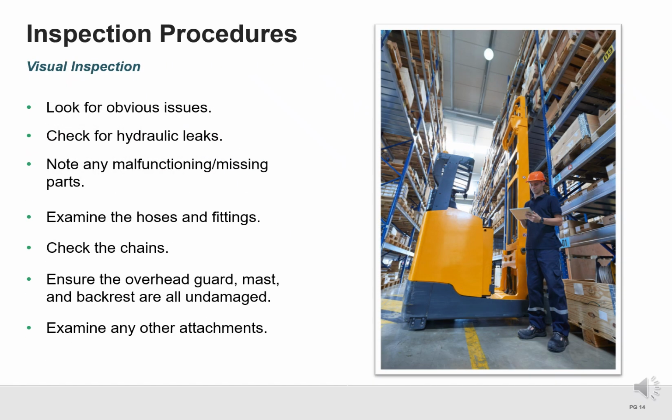Begin your visual inspection by looking for any obvious issues. Check under the forklift for hydraulic leaks and note any missing or malfunctioning parts. Inspect hoses and fittings for damage or leaks, and check the chains for proper condition. Ensure the overhead guard, mast, and backrest are not damaged. Also examine any attachments for wear or deformities. If any issue is found, remove the forklift from service and do not operate it until it has been repaired.